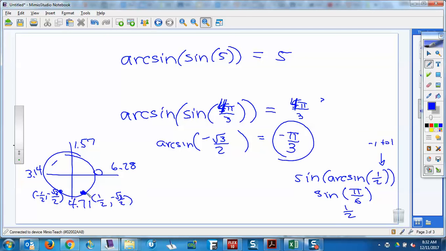That's because we don't need to worry about this quadrant, because the ones over here have the same sine, the same y values as the ones over here. And the ones in this quadrant have the same y values as the ones over here. So you're always going to get ones between negative pi halves and pi halves. That's why arc sine of sine of 5 is not going to equal 5, because of those domain issues.